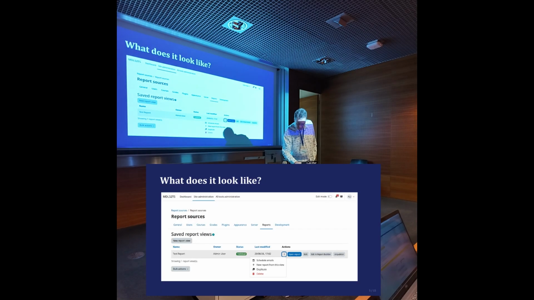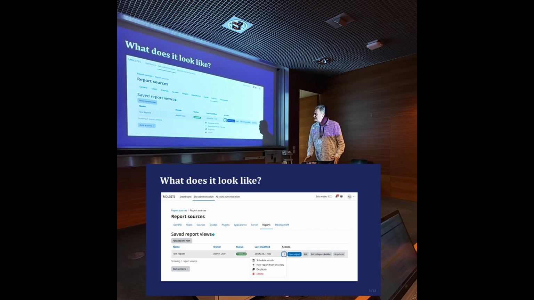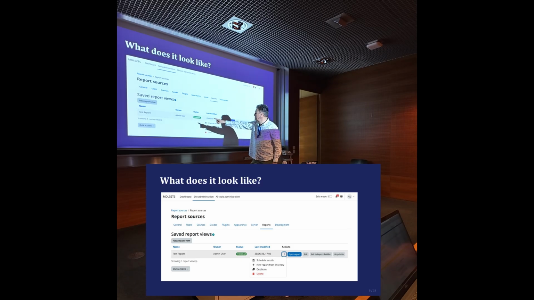Okay, so what does it look like? Okay, this is what it looks like. Oh, by the way, there'll be a link at the end that you can get instant access and go and play with it and see if you can find data that people shouldn't see or what have you. Okay, so you can see that I've got one test report in here. It was created by the owner, it's been published, and these are the things that you can do. You can schedule emails, you can duplicate, delete, all that kind of stuff.